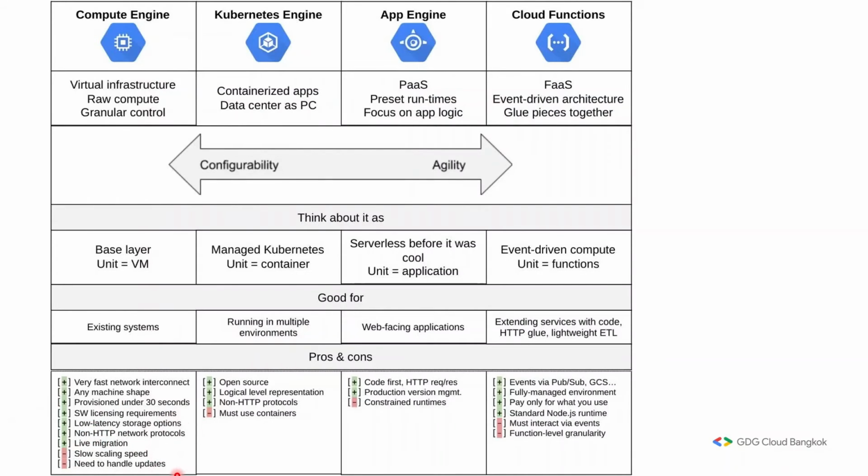And the cons are slow scaling speed, and you need to handle updates. For Google Kubernetes Engine, the pros are that it is open source, it has a logical level representation, and it supports non-HTTP protocols.